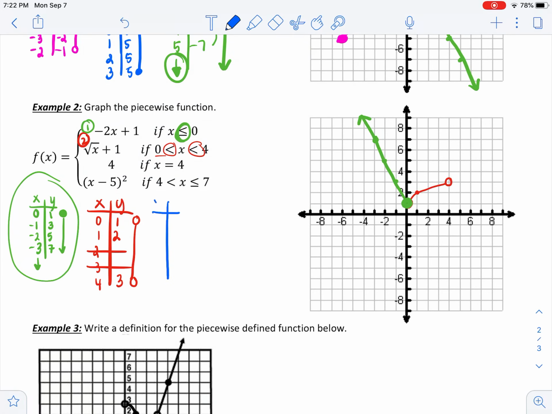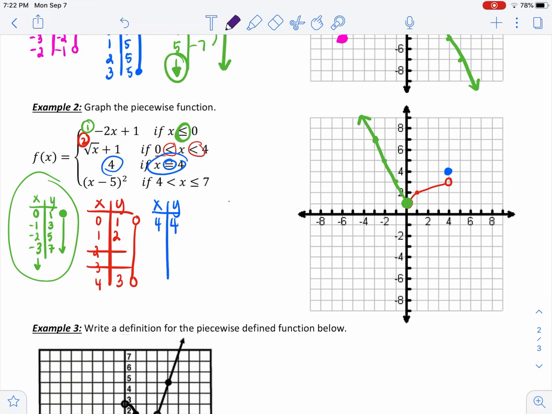Next piece, table of values, x, y. And look here, you're only plugging in the x value of 4. And when I plug in the x value of 4, it's telling me I get an automatic output of 4. So that means, notice it says equals, right? It wouldn't be there if it was open. So I have a point at (4, 4).